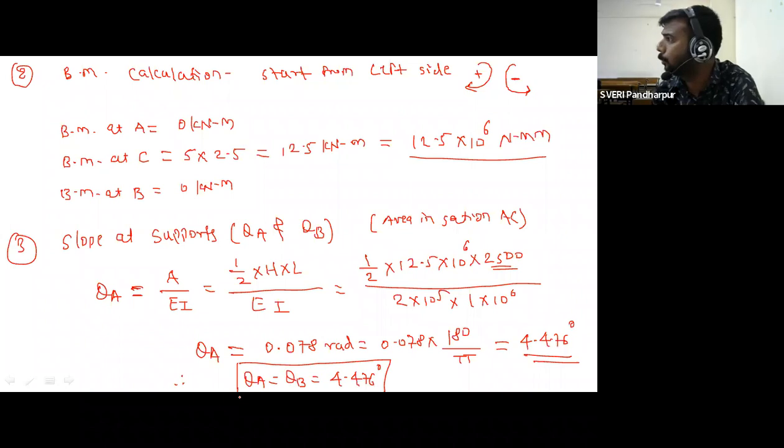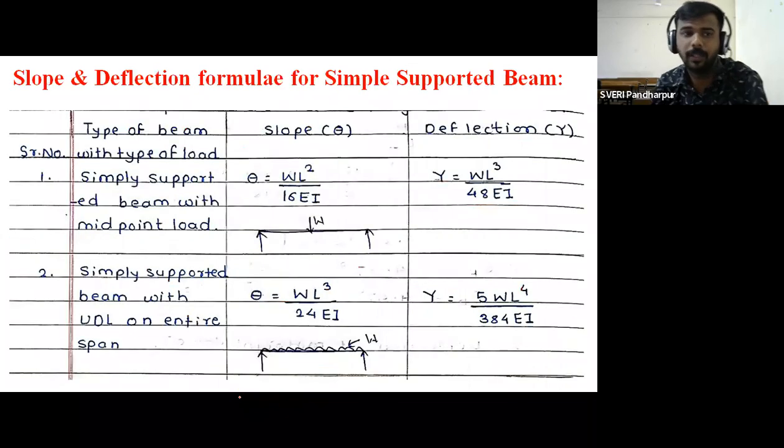This is the slope at the supports. Both values are the same, so we are not required to go for the double calculation of theta B. Directly we can write theta A is equal to theta B. So this is the slope value. Then go for the deflection.